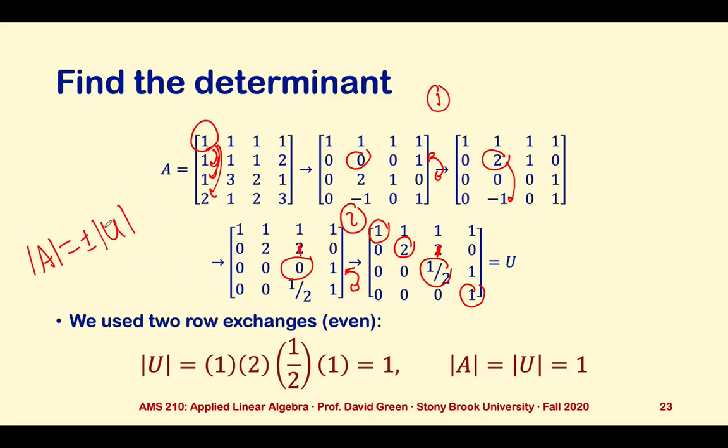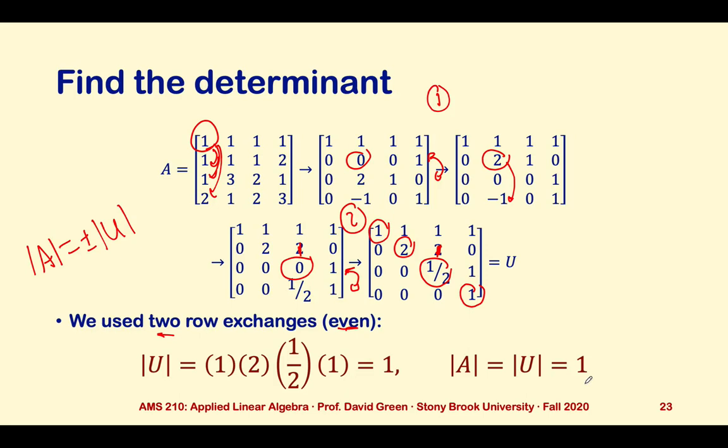So again, we begin by evaluating the determinant of U. It's a product of the diagonal entries. 1 times 2 times half times 1 is 1. But then we count the row exchanges and adjust the sign as necessary. In this case, we used 2 row exchanges. 2 is an even number, so the sign remains unchanged. The determinant of A is the determinant of U, which is 1.